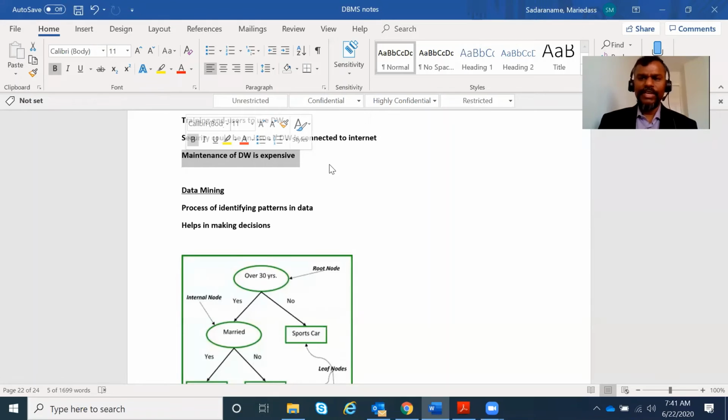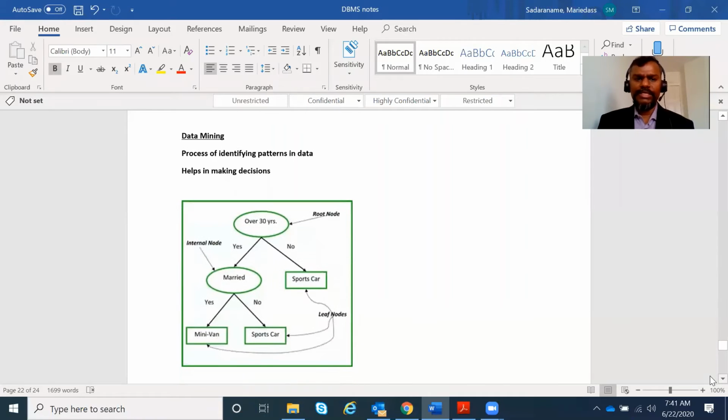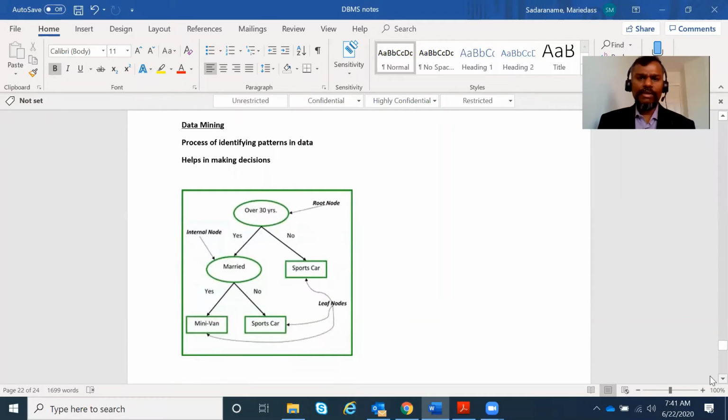If there is no big benefit, I don't go for it. All right, good. So those are some of the advantages and disadvantages. There may be questions about what the advantages and disadvantages of data warehousing are. All right, let's move to data mining.